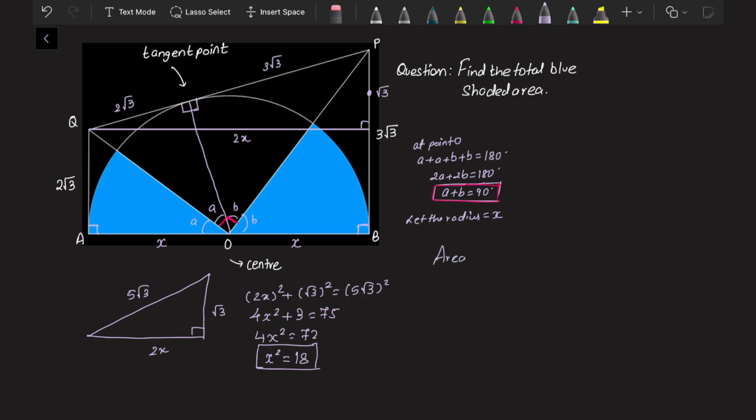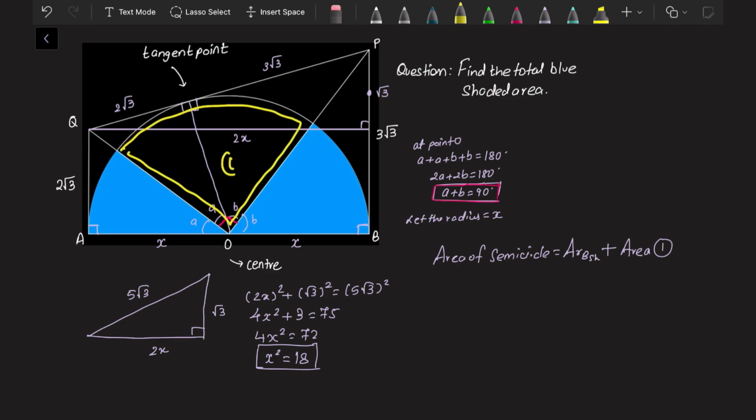So look carefully. The area of the semicircle over here is the area of the blue shaded region. AR means area, BSH means the blue shaded region. So area of the blue shaded region plus area 1. Now what's the area 1? So look carefully in this yellow color that I am doing. This is the area 1.